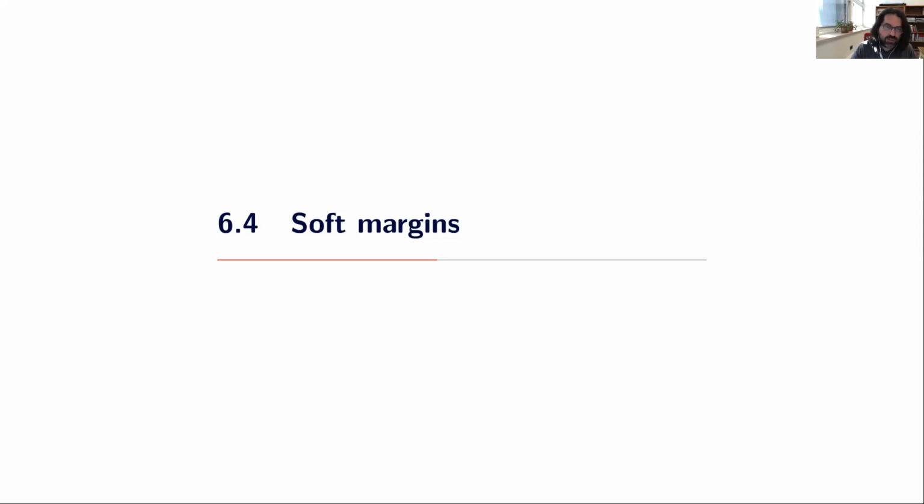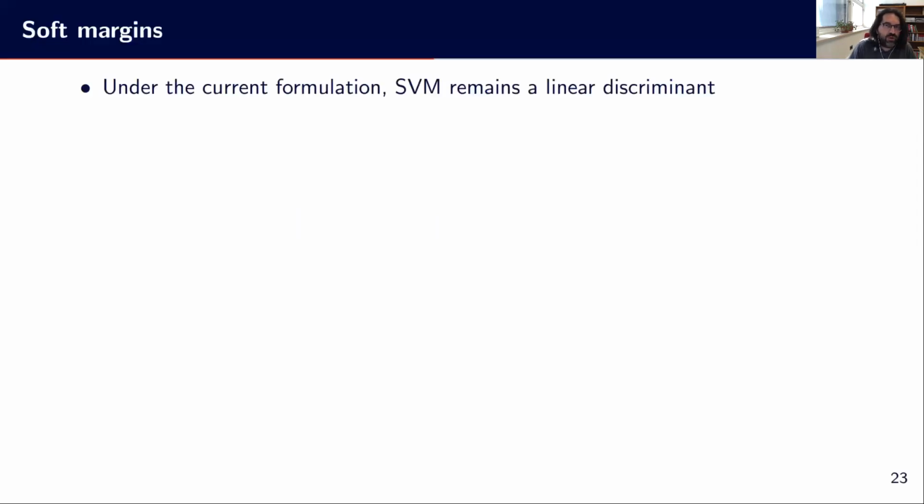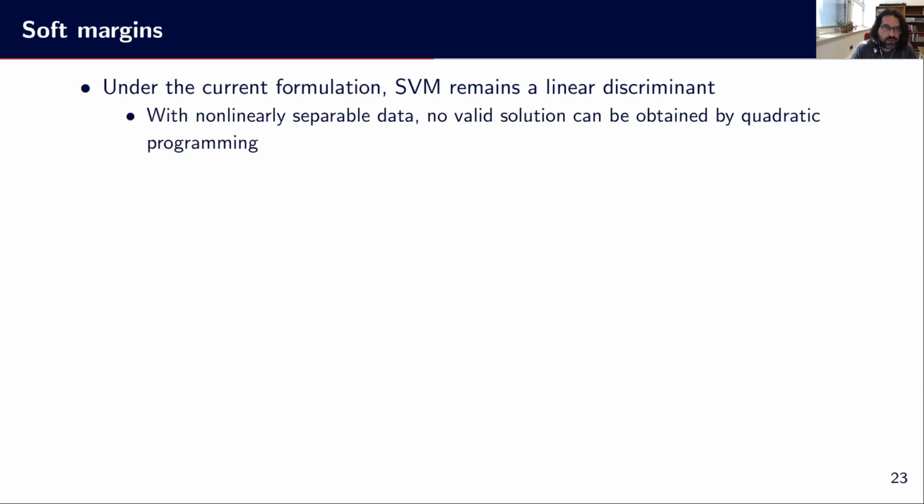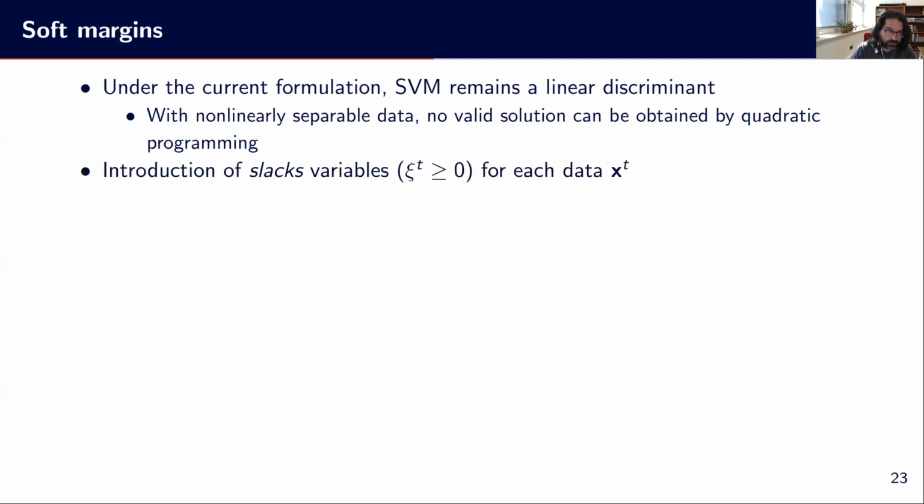Now we will talk about soft margins, which is an extension of the current formulation, because in the current formulation, SVMs remain a linear discriminant. And as such, with non-linearly separable data, there are no valid solutions that can be obtained by quadratic programming. If we put in some non-linearly separable data and use the formulation that we have seen so far, the solver will just tell us that there are no feasible solutions. It is not possible to achieve a solution with an accuracy of 100%.